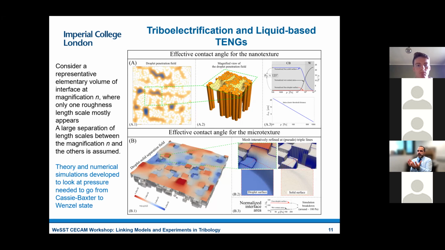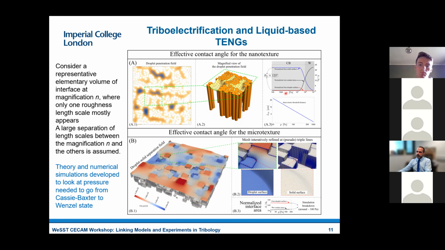Here you have a chance to try and understand how to superimpose these scales to get a model that captures everything. So the idea is that if you look, for example, at the nanometer scales, one of the things you can do is look at the level of pressure that you need to apply to a film of fluid for this system to go from a Cassie-Baxter state, where basically there's no penetration of the water within the pillars, to a Wenzel state. And this simulation allows you to do exactly that.